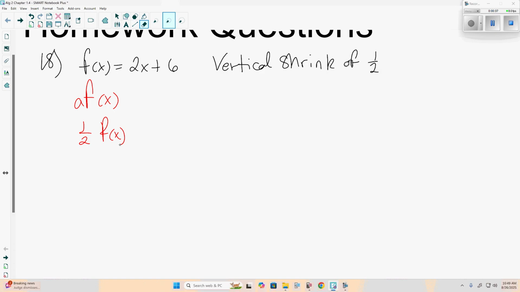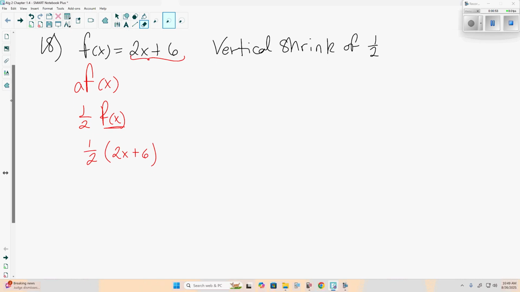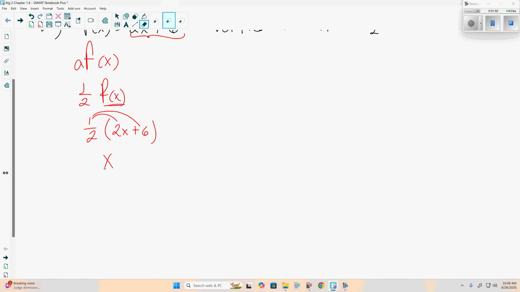Because the only one that we actually have to do something with is horizontal stretch or shrink. Horizontal stretch or shrink, we flip it before we plug it in. Now, since we still just have f of x, we can replace it with its function, giving us 1/2 times 2x plus 6. Then at this point, we can distribute the 1/2 through. 1/2 times 2x is going to be x, and 1/2 times 6 is 3.